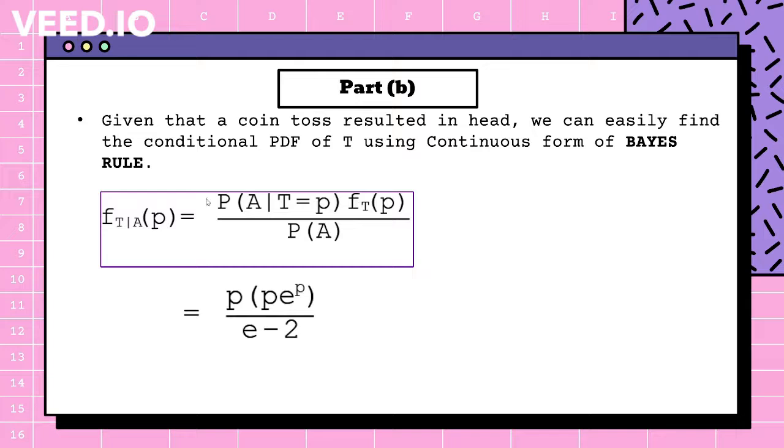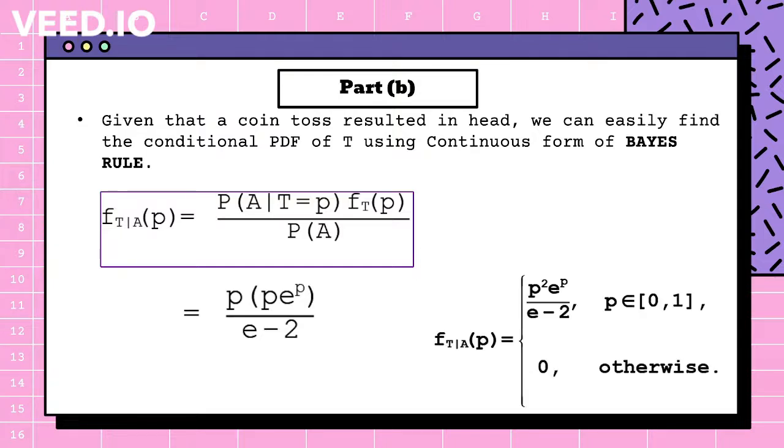Substituting the values, we have this p, which is from the question, and this we have calculated as e minus 2. This is not the final answer because it is not valid for all values of p; it is valid for 0 to 1, and for other values it is 0, because f_T(p) is also only defined for 0 to 1. So the final answer is, as you can see on the right side, p squared e to the power p upon e minus 2 whenever p belongs to 0 to 1, and 0 otherwise.